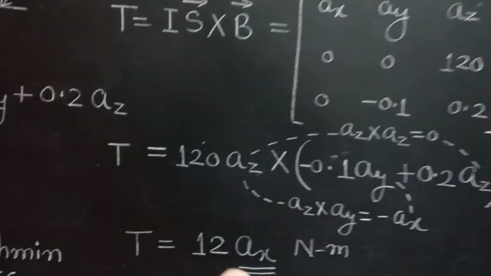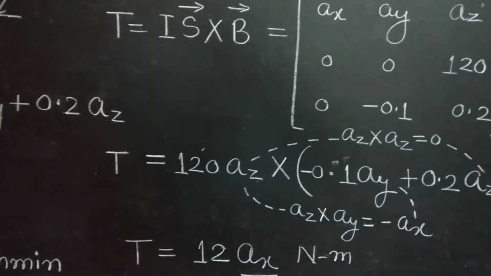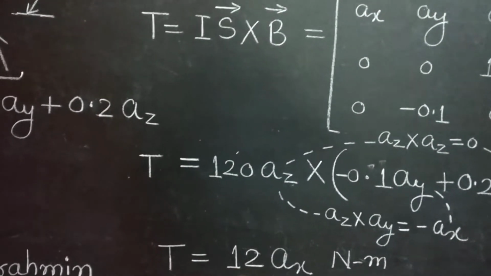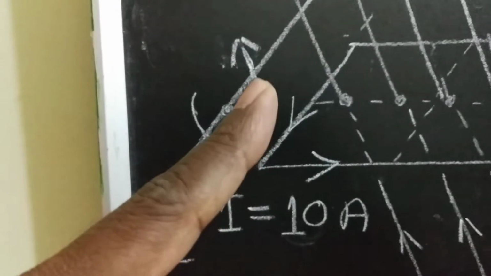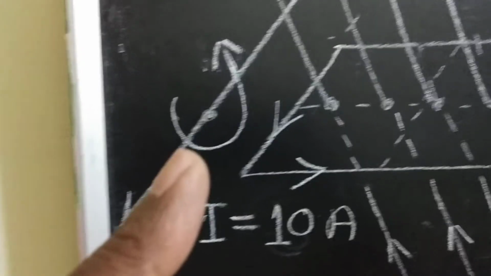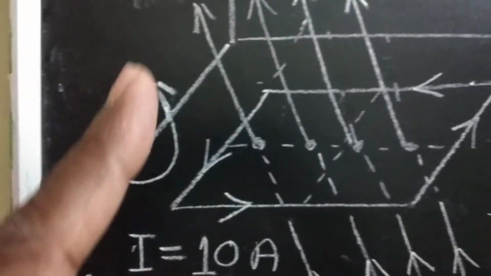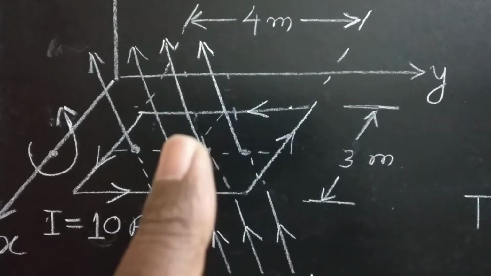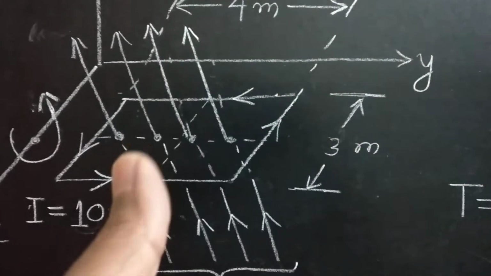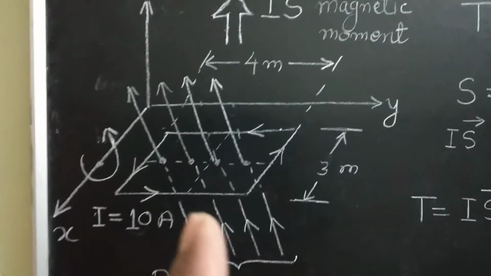But at this point we have to understand a very important thing, that is what is the meaning of AX. If we are saying the torque or turning moment is in the x direction, what does it mean? It means the turning will be like this. This loop will try to rotate in such a direction like this.